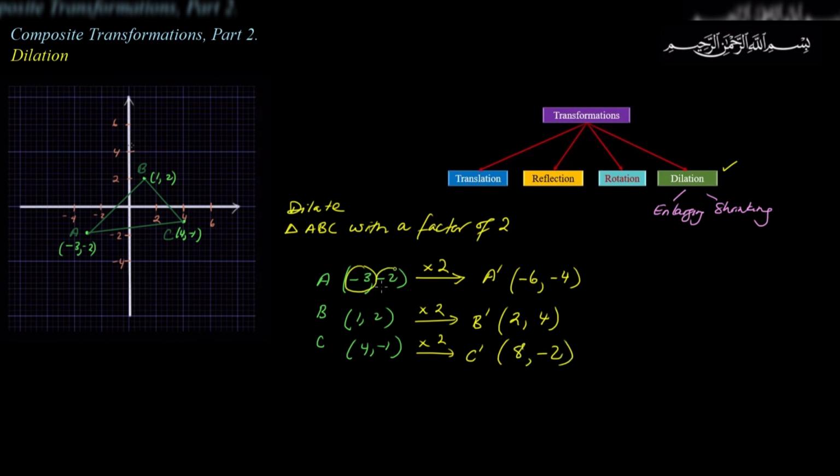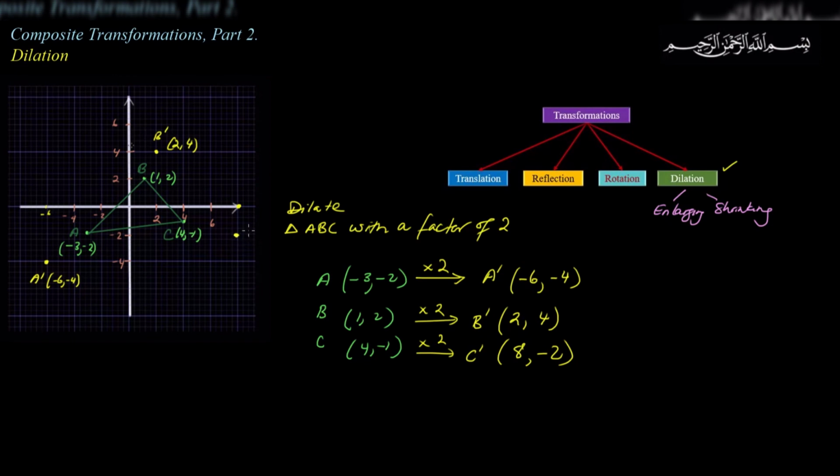So multiply every single x and y by a factor of 2 to get the dilation. And then you just plot it out. So A prime is -6, -4. That's -6 over here, and -4, that's like here. So that's A prime. B prime is 2, 4, so that's 2, and that's 4 right there. That's B prime. And C prime is 8, -2, so that's 4, and that's 8 over here, and -2 is right there.